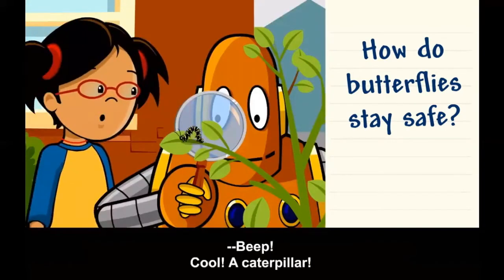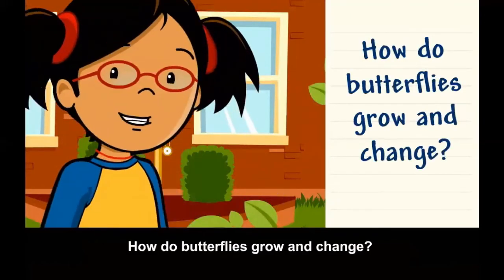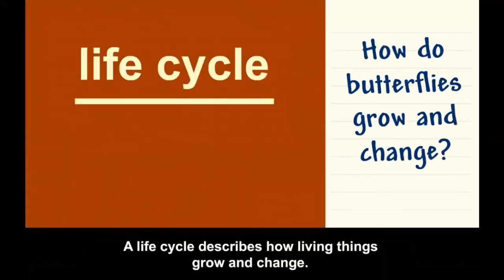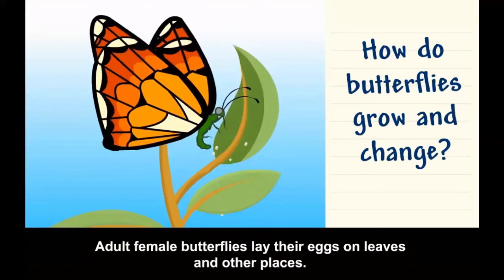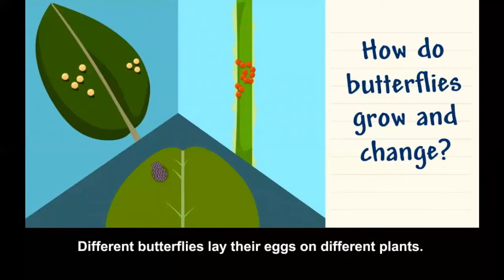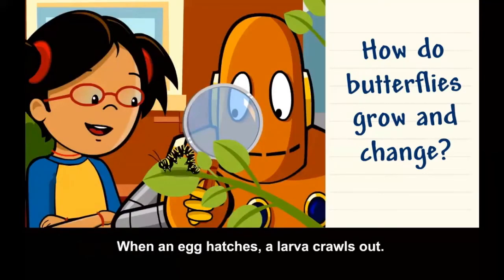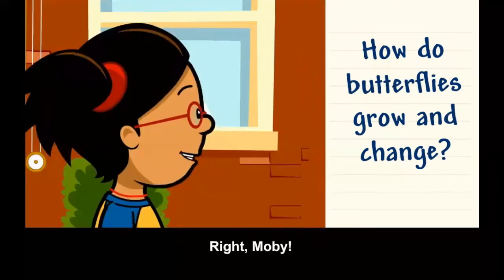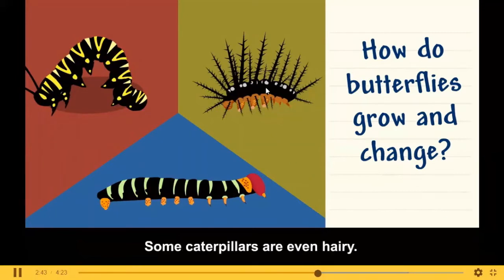Oh, I've seen that before. Cool, a caterpillar. How do butterflies grow and change? Here we go, our life cycle. A life cycle describes how living things grow and change. Adult female butterflies lay their eggs on leaves and other places. We start off with some eggs. Different butterflies lay their eggs on different plants. Many butterflies lay eggs on plants that will be food for their young. When an egg hatches, a larva crawls out. Step two. Right, Moby. The larva is called a caterpillar. Caterpillars can be colorful and have different patterns. Some caterpillars are even hairy.